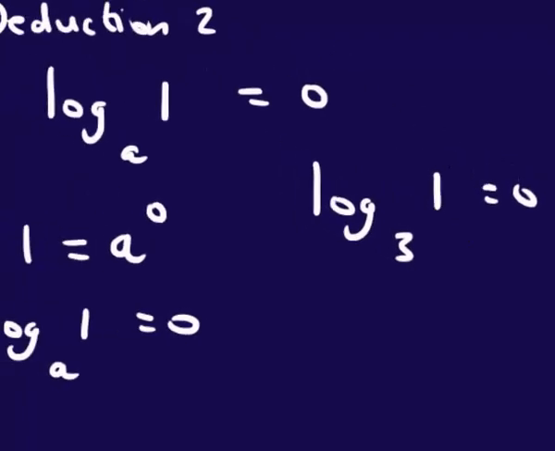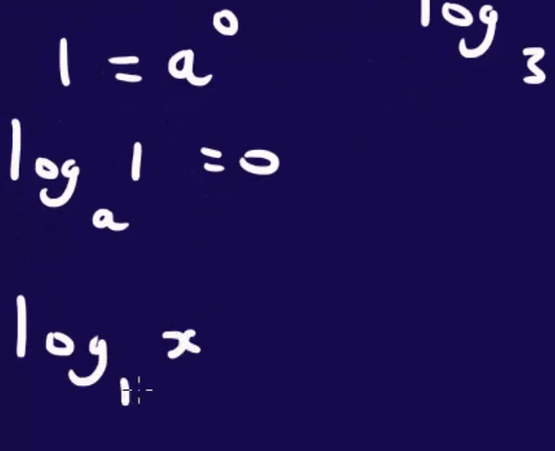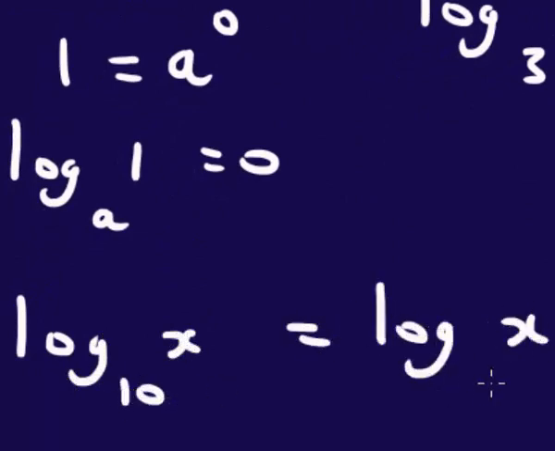By the way, another thing that's quite useful, whenever you talk of log x to base 10, we normally just write it as log x. We don't write that 10 there. It's called the common logarithm. So be careful of that.